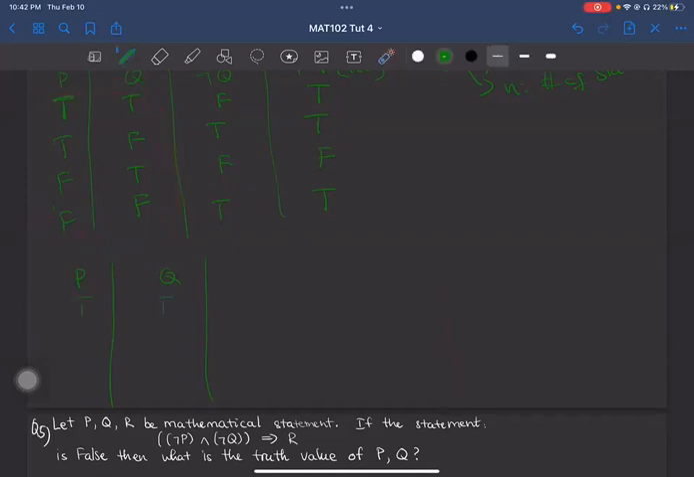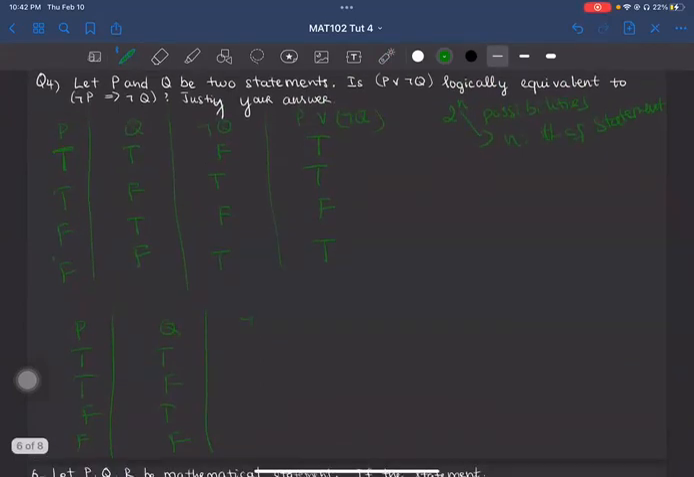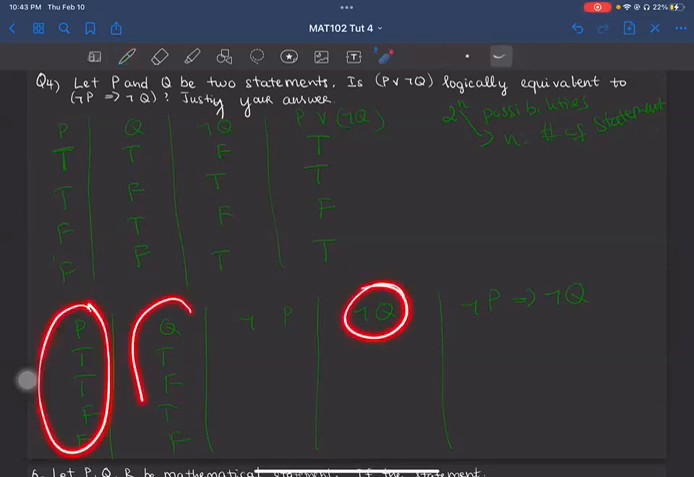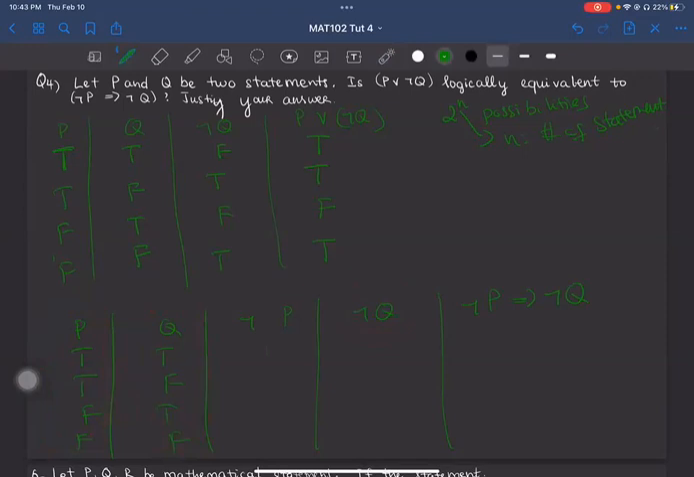So we have true, true, true, false, false, true, false, false. And we have the statements not P, not Q, and not P implies not Q. Okay. So not P is the flipped value of the first column, not Q is the flipped value of the second column. So I have false, false, true, true, and false, true, false, true.